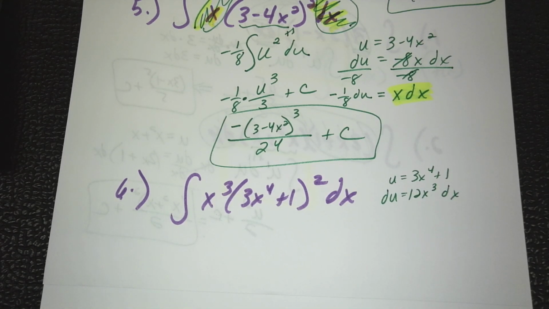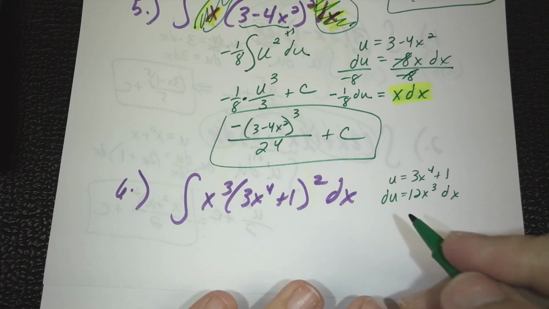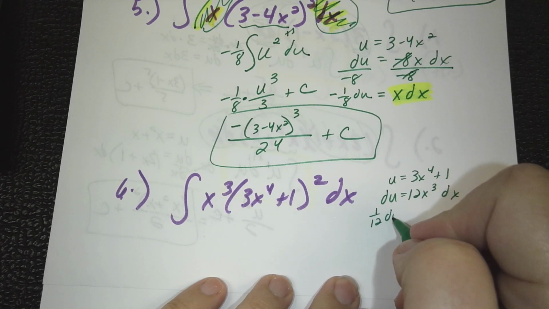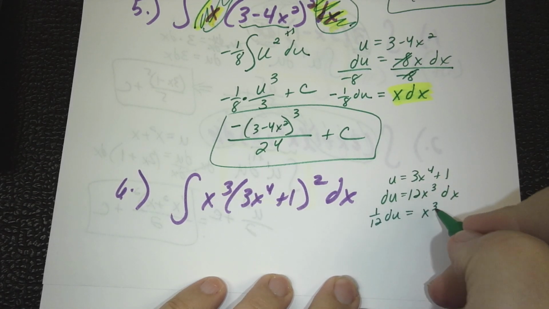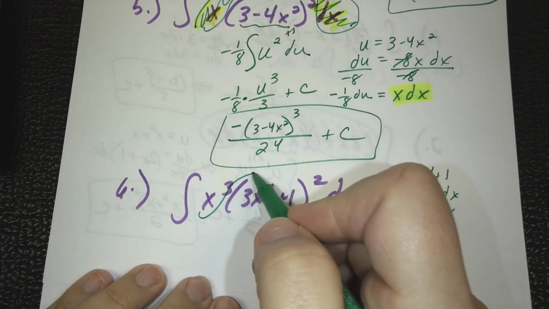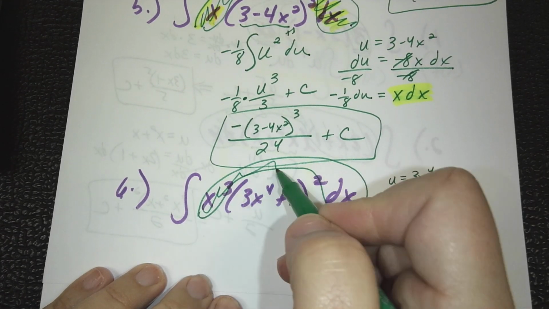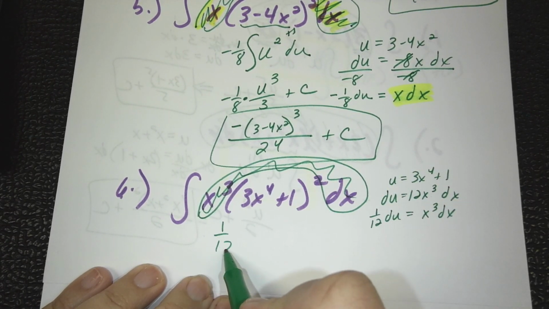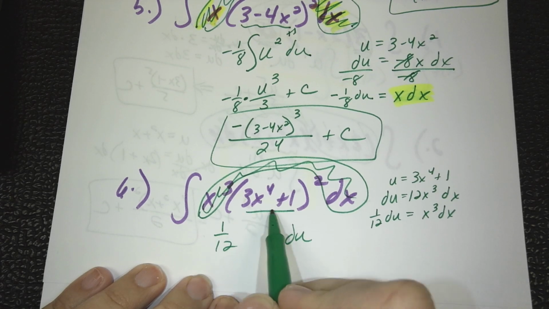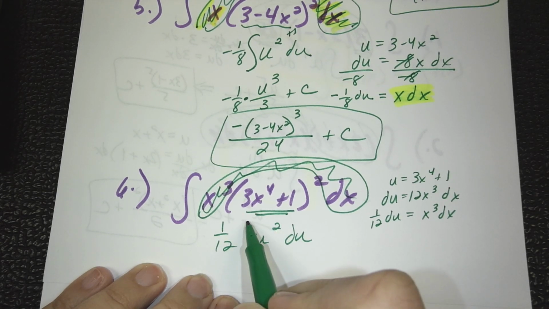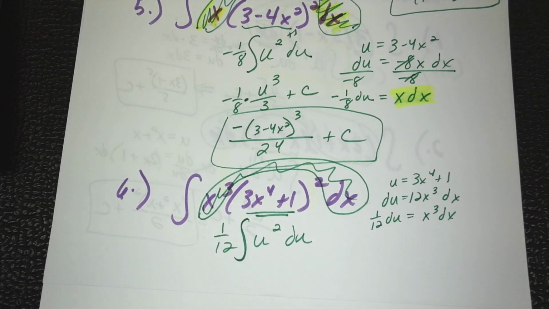What am I going to do with that 12? I divide it out, so wouldn't it become 1/12 du, equals x cubed dx? Wait a second, I got an x cubed dx. I'm going to call that 1/12 du. And this guy I'm going to call u squared, and I'll put my little integral right there.